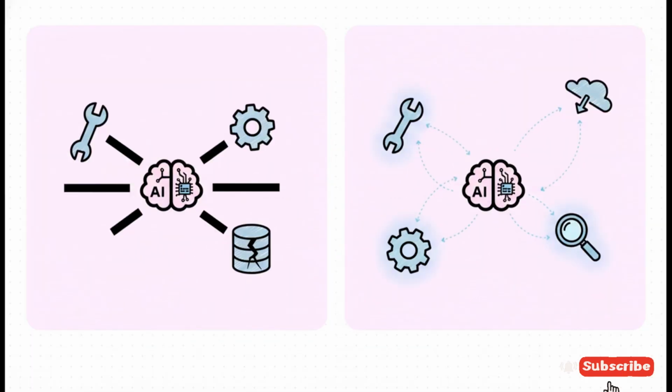So on the left, you see the old way. It's all hard-coded. Just imagine a developer painstakingly wiring every single tool directly into the agent's code. If one of those tools gets an update, the whole system could just break. It's slow, it's fragile, but the new way over on the right is all about being dynamic. It's flexible, it's scalable, and it just works.